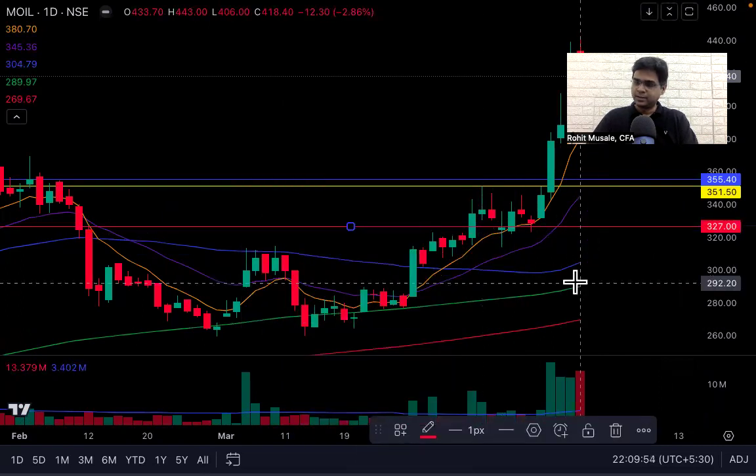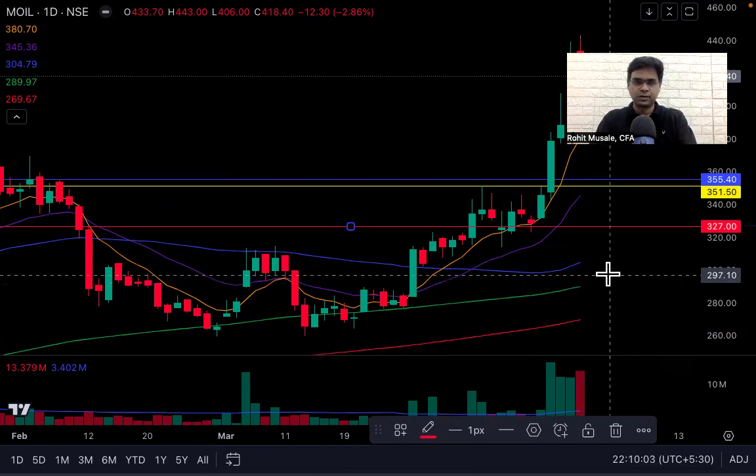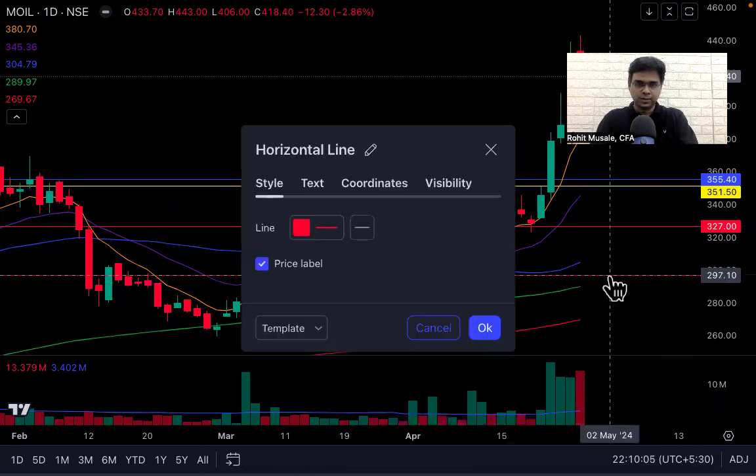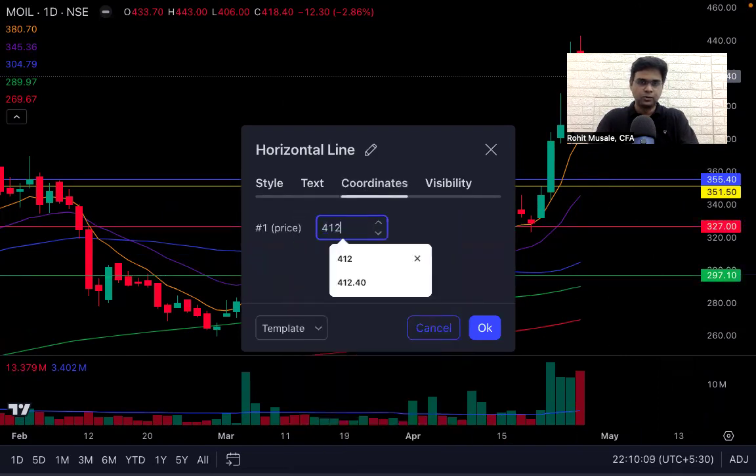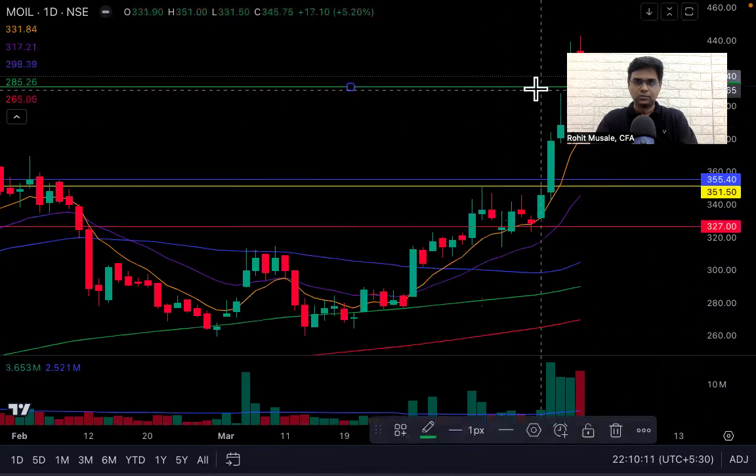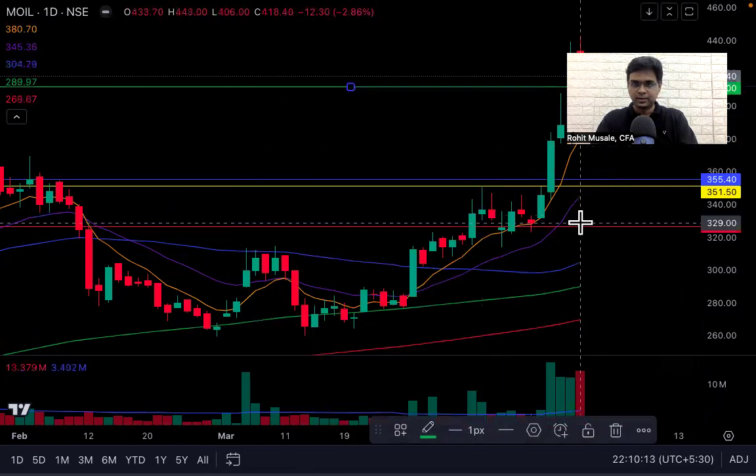And my profit target is 16%, so a 2:1 reward to risk ratio. 355.40 multiplied by 1.16 is 412. So 412 is my swing trade target. This green line is my target. The red line is my stop loss.